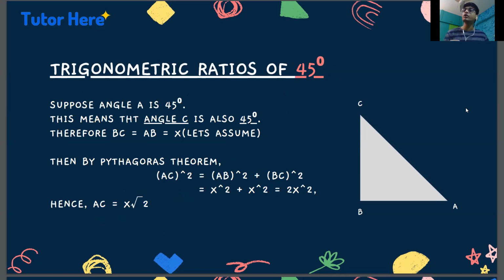Now trigonometric ratios of 45 degree. Suppose angle A is 45 degree. This means that angle C is also 45 degree because 45 plus 45 plus 90 is equal to 180. Therefore, BC is equal to AB. Let's assume it to be also equal to X. Therefore, using Pythagoras theorem, AC square is equal to AB square plus BC square. Therefore, AC square is equal to X square plus X square, which is equal to 2X square. Hence, AC is equal to X root 2.